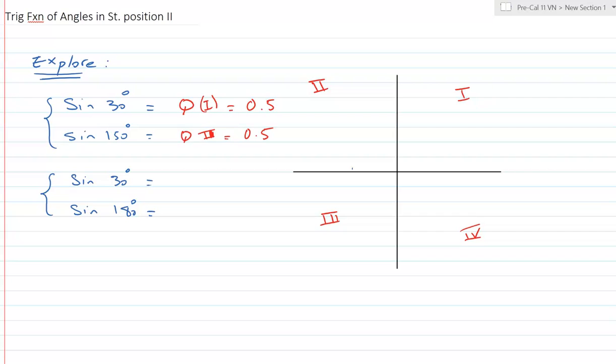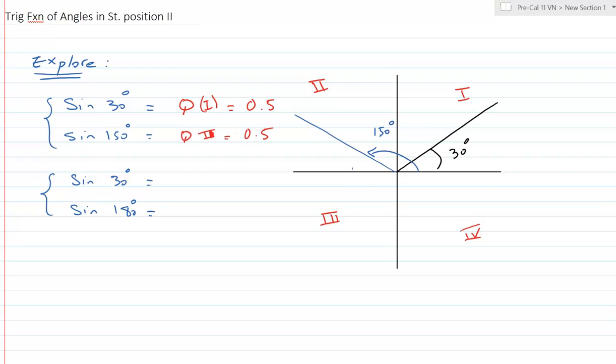Let's draw the standard position angle 30 degrees. And here is 30 degrees right here, approximately, okay? And where is 150 degrees? Okay, let's do the 150 degrees. It will be like that. So this would be your 150 degrees. Now, can you see a relation between 150 and 30 degrees?